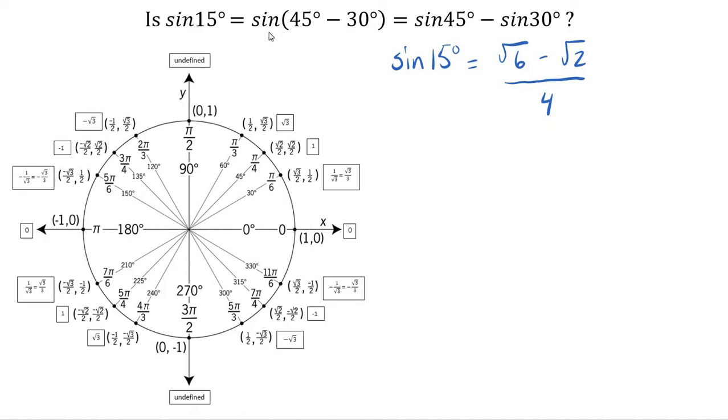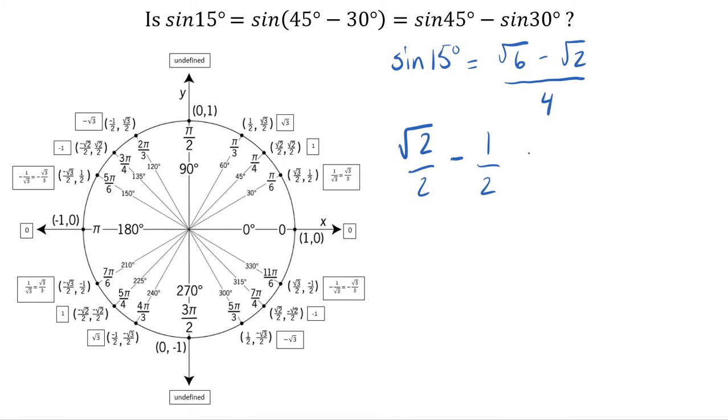Well, isn't sine of 45 minus 30, couldn't I just distribute that sine through? Wouldn't that be the same as sine of 45 minus sine of 30? So let's just check that together for a minute. If we look here at our unit circle, sine of 45 is square root of 2 over 2. Sine of 30, we could find it here as 1/2. So is square root of 2 over 2 minus 1/2 the same as root 6 minus 2 over 4?